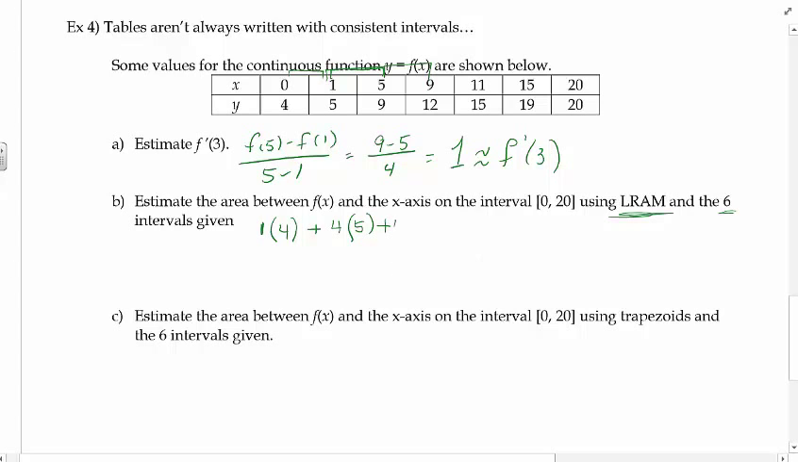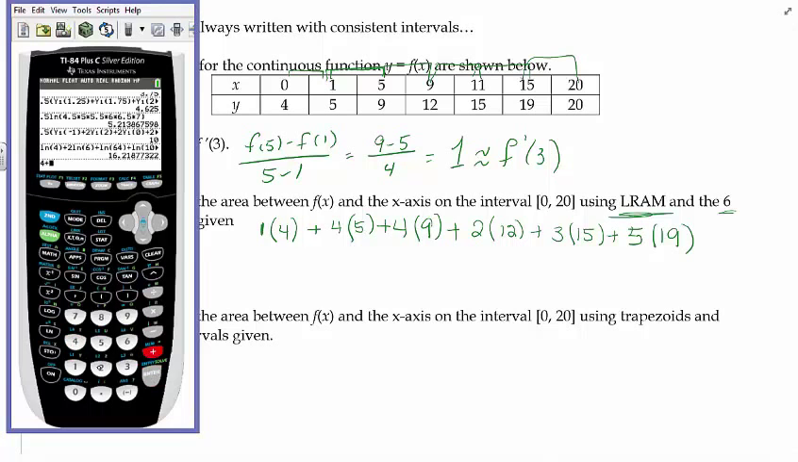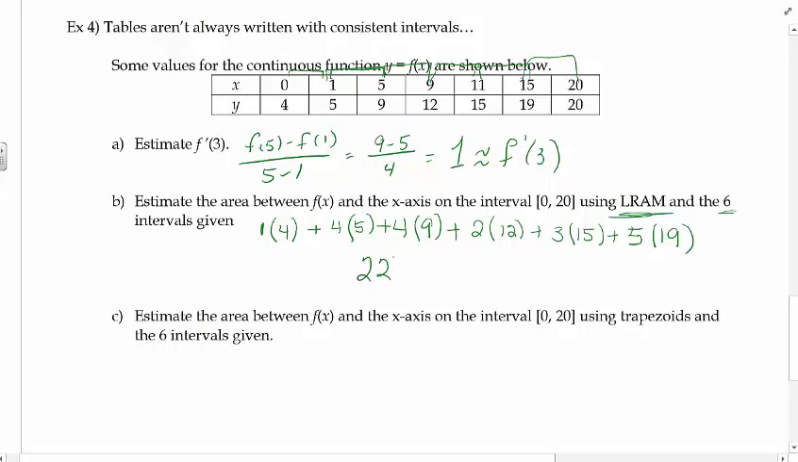5 to 9, I've got another width of 4, a height of 9. 9 to 11 is a width of 2 and a height of 12. 11 to 15 is a base of 3 and a height of 15. And then 15 to 20, I've got 5 times 19. So 4 plus 20 plus 36 plus 24 plus 45 plus 5 times 19. 224.